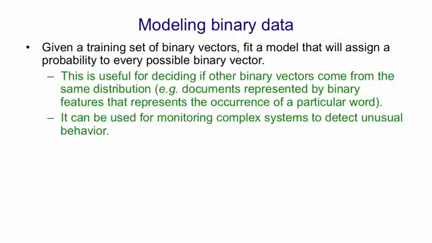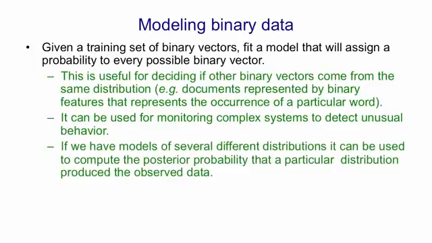You'd rather be able to detect that it's going into such a state without ever having seen such a state before. And you could do that by building a model of what the normal states look like, and then noticing that this state is different from the normal states. If you have models of several different distributions, you can compute the posterior probability that a particular distribution produces the observed data by using Bayes' theorem.